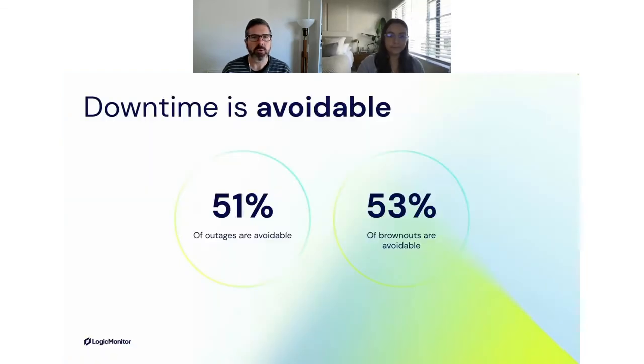So you saw that organizations are seeing outages occur that are highly critical to their businesses. But what is most interesting to me is that these are also largely avoidable. Over 50% of the outages or brownouts in their IT environments are actually avoidable situations.